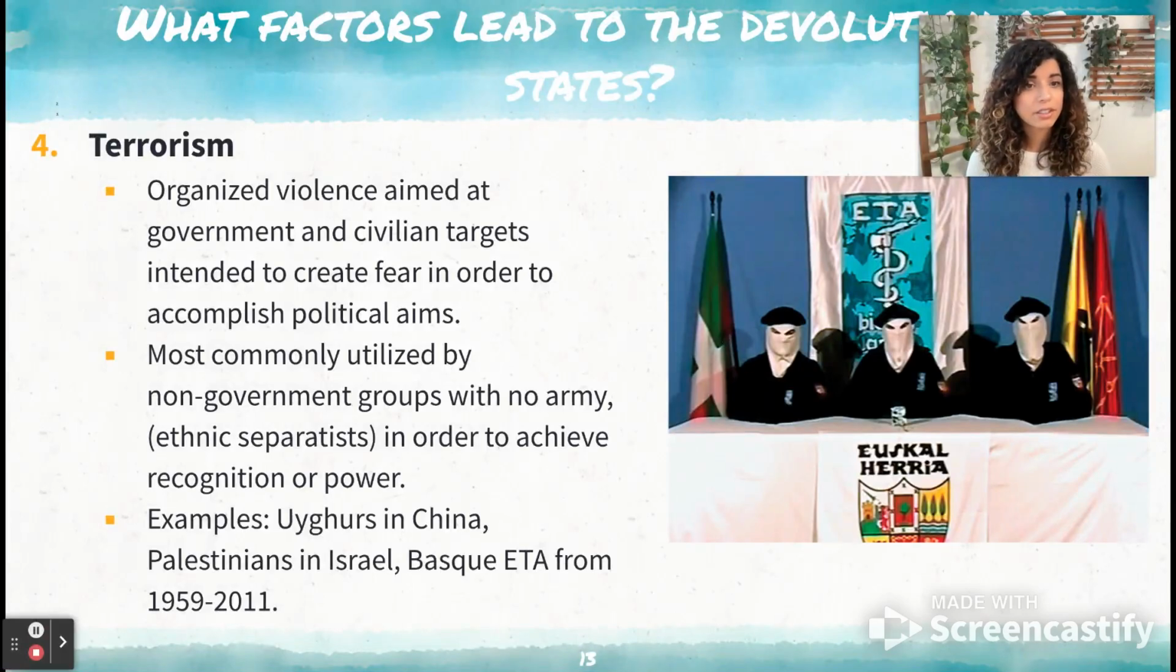Another factor that can lead to devolution has to do with terrorism. This is organized violence aimed at the government and civilian targets, and it intends to create fear in order to accomplish political aims. This is usually done by non-governmental groups. Because they don't have an army, they still use violence with these tactics in order to have recognition or power or some sort of control in the situation that they want. So here are a few examples. The one that we might have heard about most in the news over the years has been Palestine and Israel, and some of the terrorist attacks that have happened in that conflict.